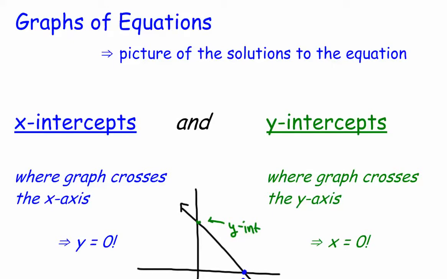Okay, graphs of equations. Really, all that graphs are is pictures of the solutions to that particular equation. Two key points usually on graphs of equations are going to be our x and y intercepts. And x-intercept simply means where we are going to be crossing the x-axis.